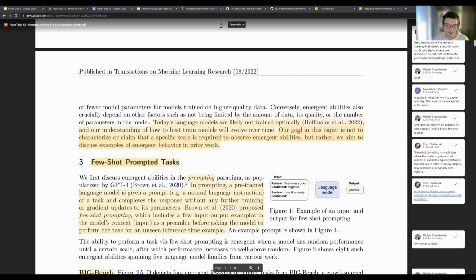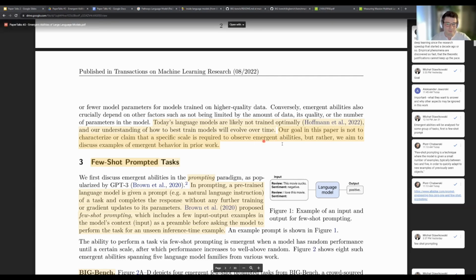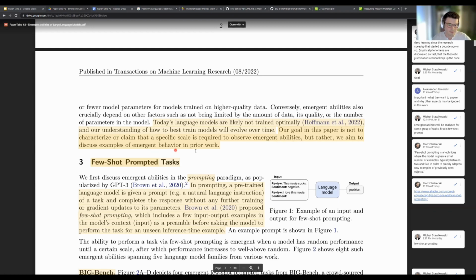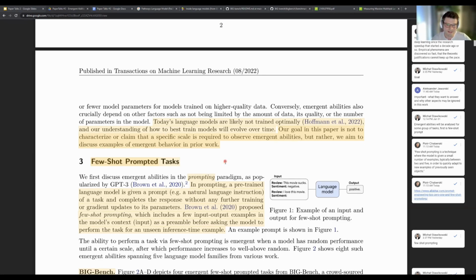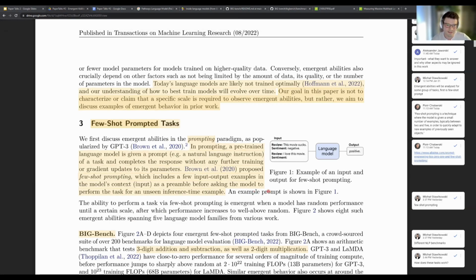But the goal of this paper is not to characterize or claim that a specific scale of the model is required to observe emergent abilities, but rather to discuss examples of emergent behavior in prior works. So what they will do is show us some examples on different tasks for different large language models, and they will describe these emergent abilities based on these tasks.